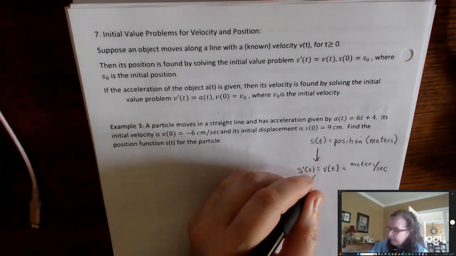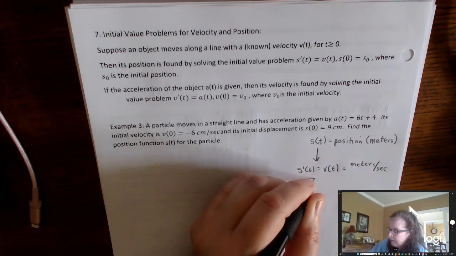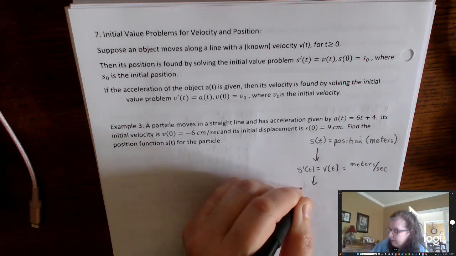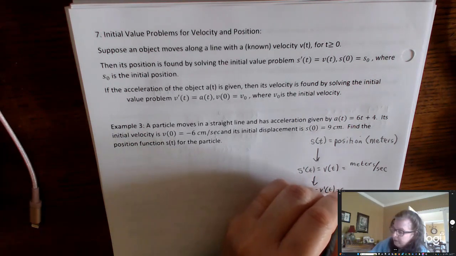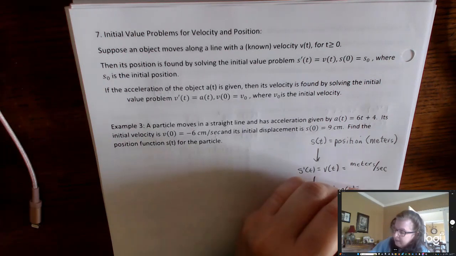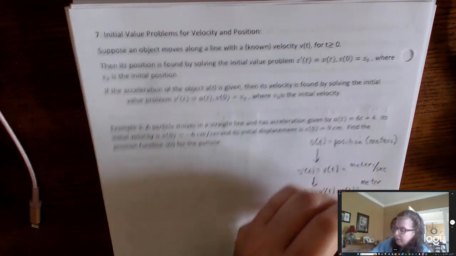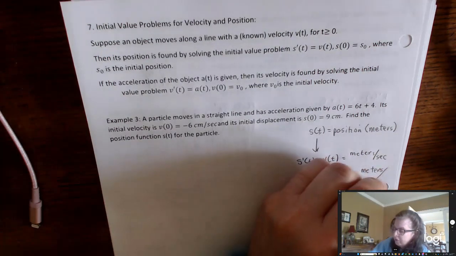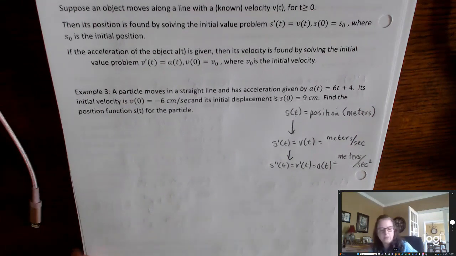Well, if we take the derivative of velocity, or the second derivative of position, that gives you acceleration. The y units are meters per second. That's the y units per second, so that's meters per second squared. So you might want to think about that and remember that.